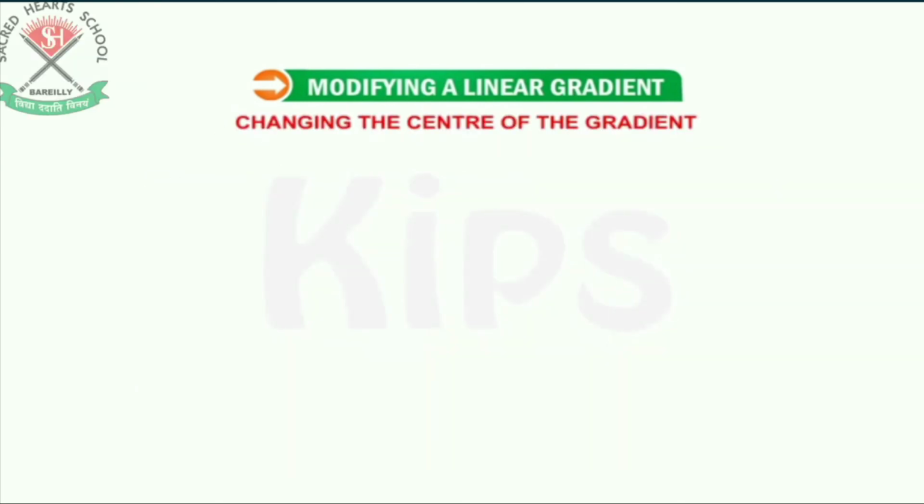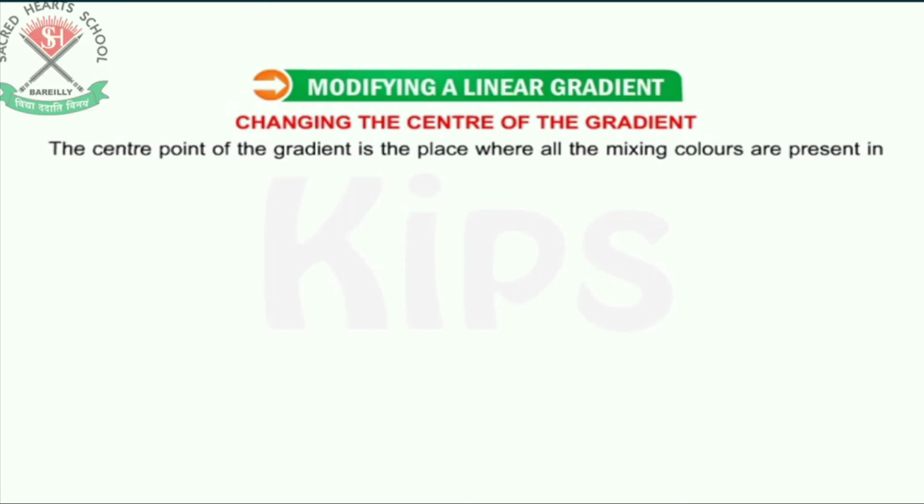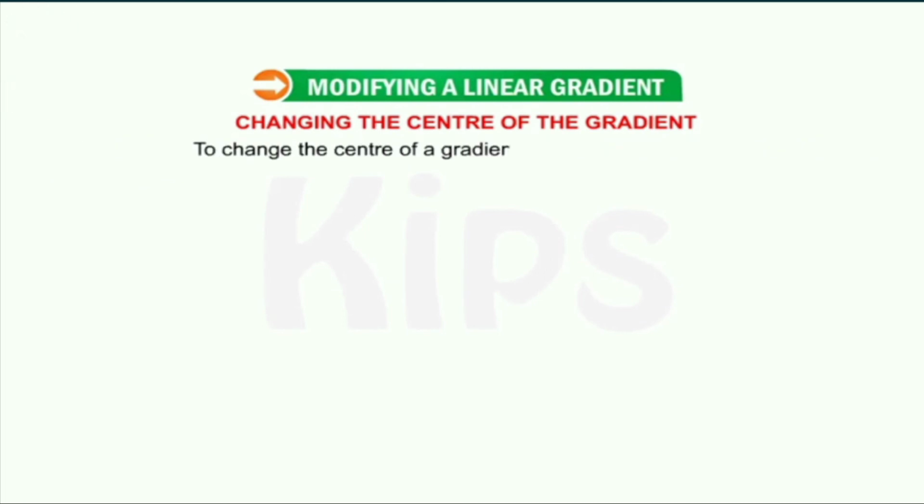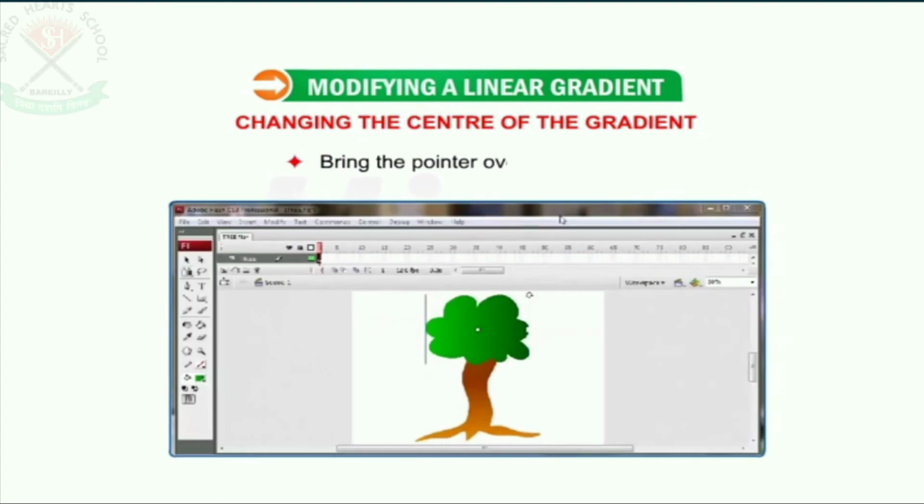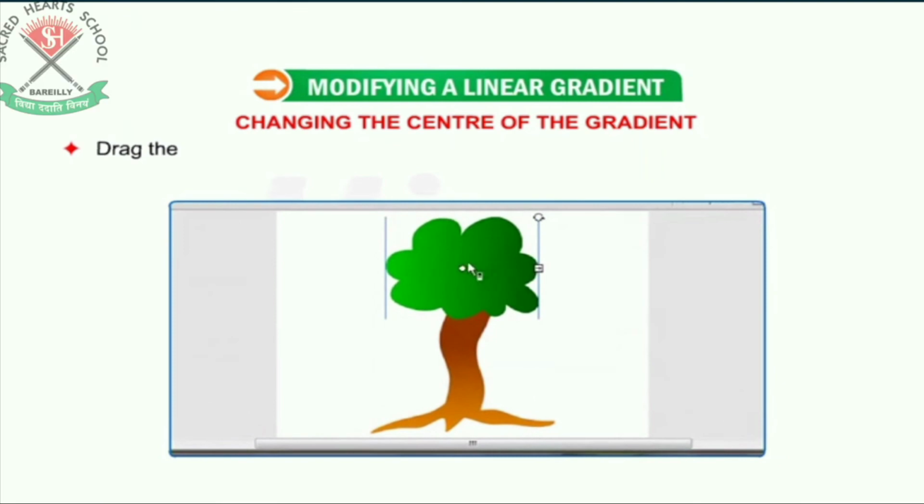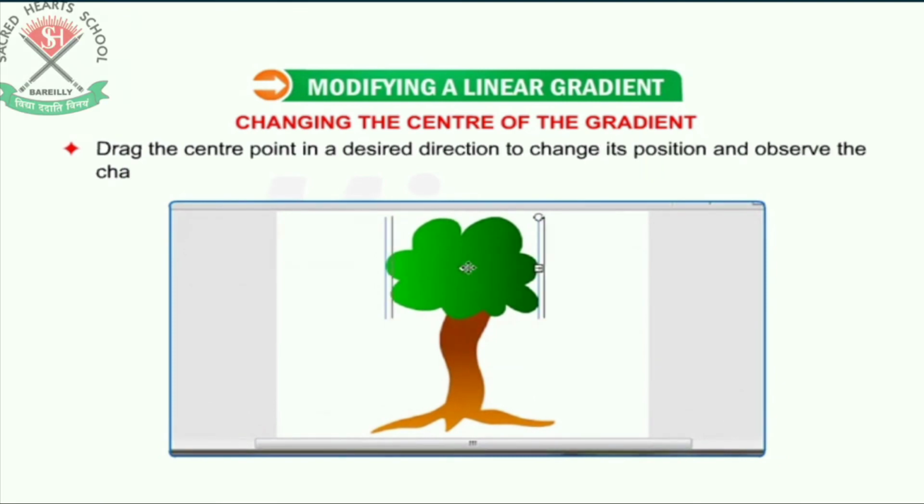Now let us see changing the center of the gradient. How to change it? The center point of the gradient is the place where all the mixing colors are present in the equal proportion. To change the center of a gradient, use the following steps. So what we have to do, bring the pointer over the center point. Okay, then drag the center point in a desired direction to change its position and observe the changes.